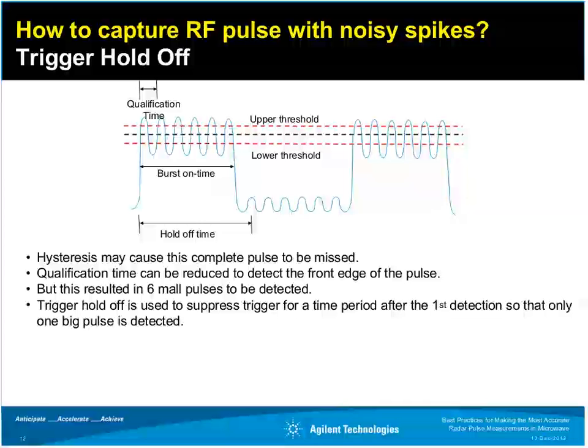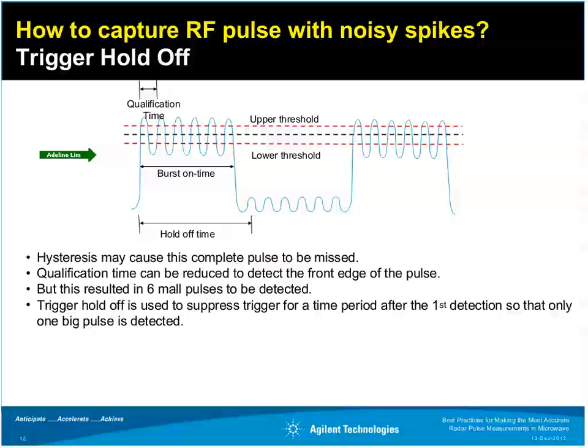However, hysteresis for noise rejection, if applied to the waveform as shown here, could cause a whole burst to be missed, as the signal always drops below the lower hysteresis threshold within the qualification time. Qualification time can be reduced to allow the front edge of the pulse to be detected, but this will also result in 6 small pulses being detected instead of one larger one.